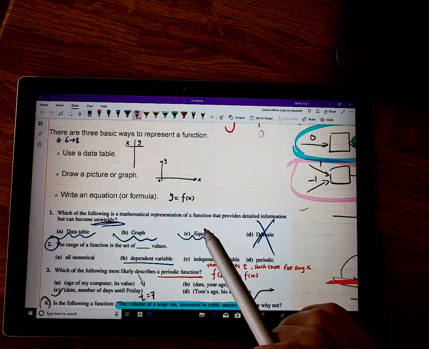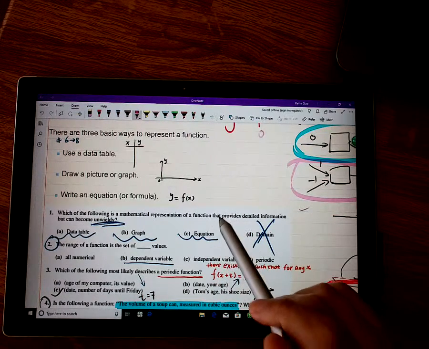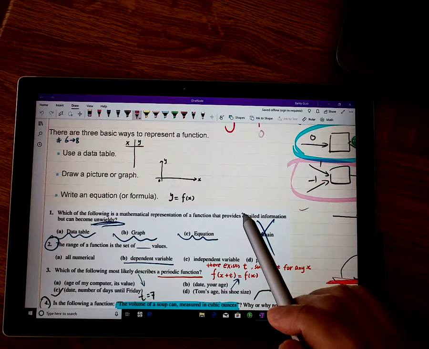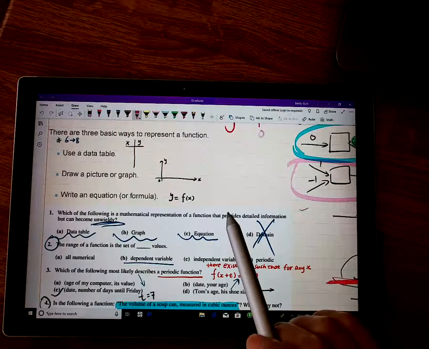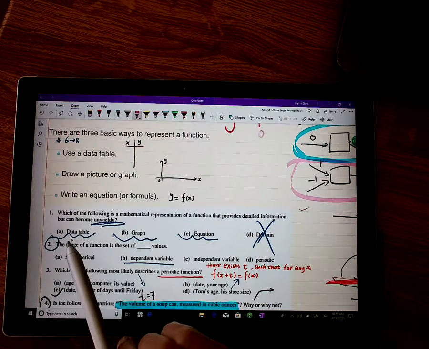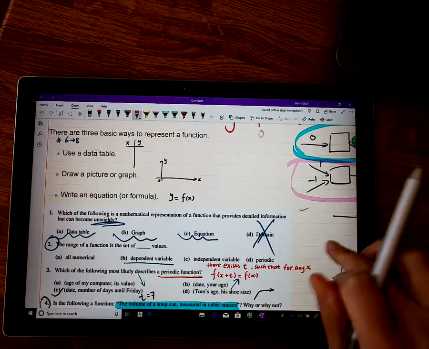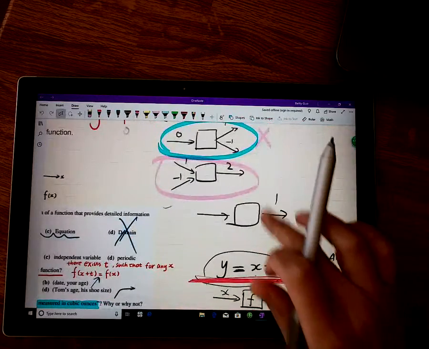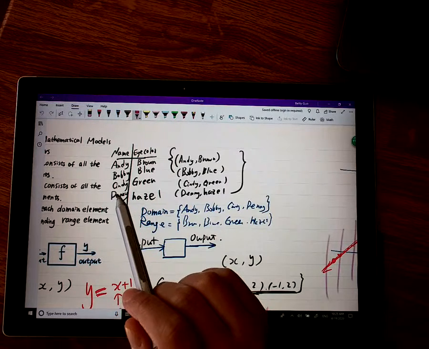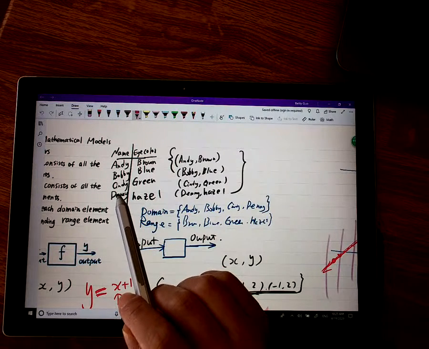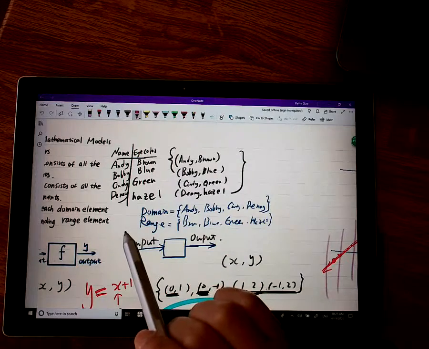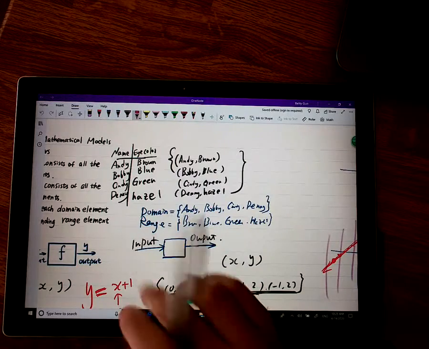And which one could be very detailed, however, can become unwieldy? I would say is A. For example, in our previous example, we have 4 people only. What if you have 1,000,000 people? Then you're gonna make the table very long, very lengthy.